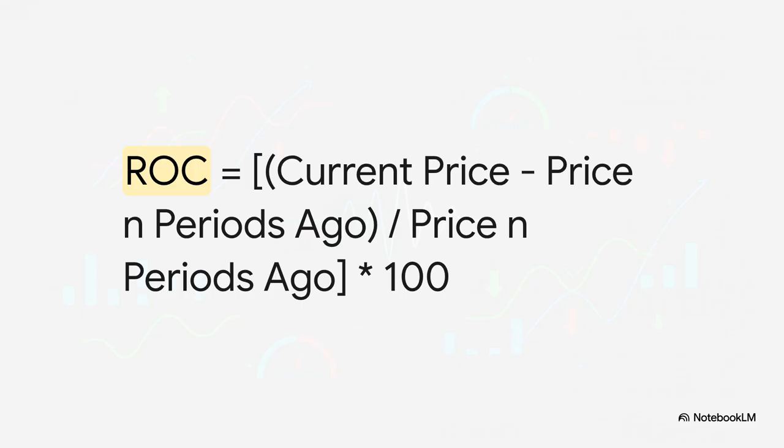Now that n variable is incredibly important. It represents our chosen look-back period, which entirely dictates how sensitive the indicator is going to be. For example, a really short period like 7 days is highly sensitive, perfect for short-term trading, while a longer, say 200-day period, really smooths out all that day-to-day noise to show you the long-term trends.